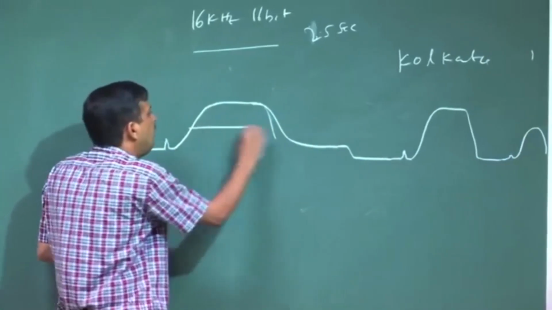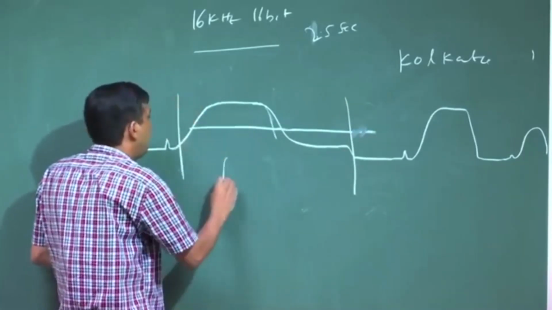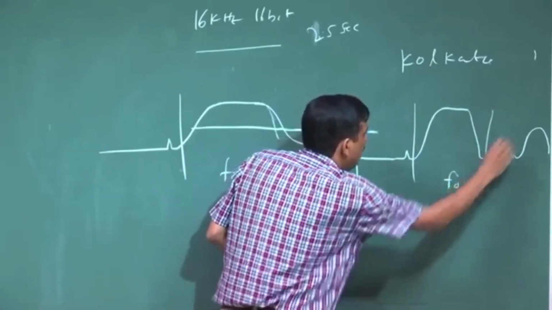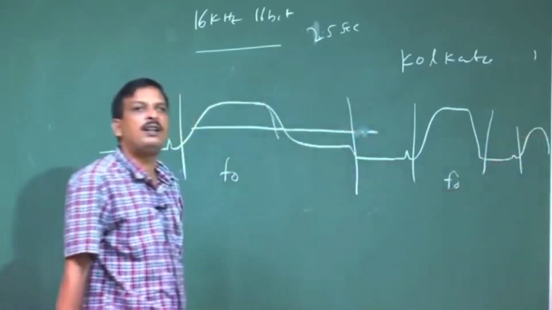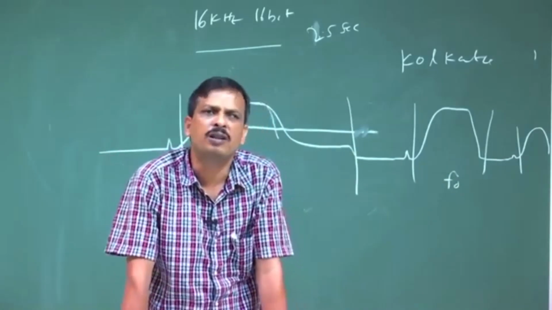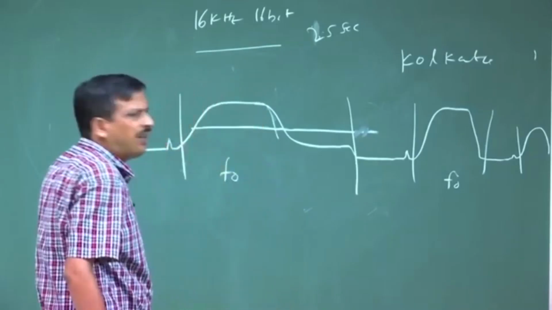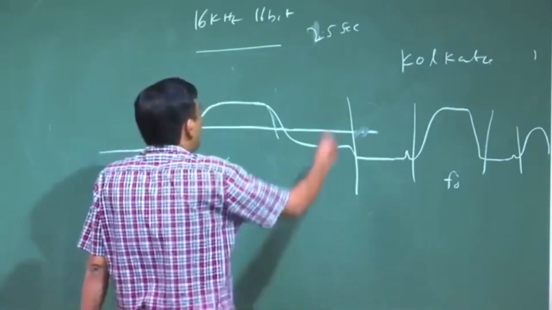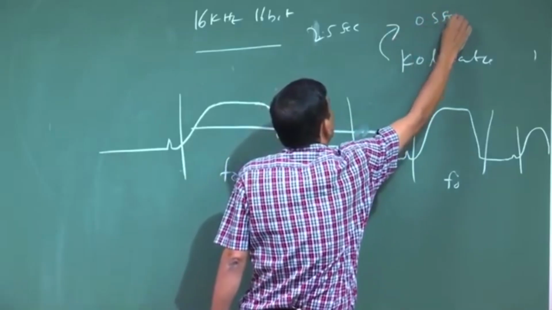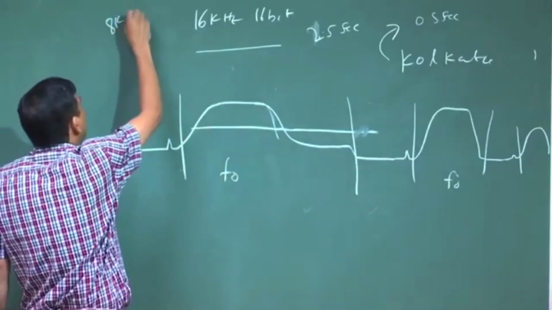So, for every vocalic part up to here, this is the vocalic part, I can get the F0 value. From here to here, I can get the F0 value, and from here to the vocalic part, I get the F0 value. Now, how do I know the vocalic part? This is a very important part. So, instead of finding it in the signal, what I will do, let us say Kolkata is recorded in 0.5 second. So, that means there are 8K samples.